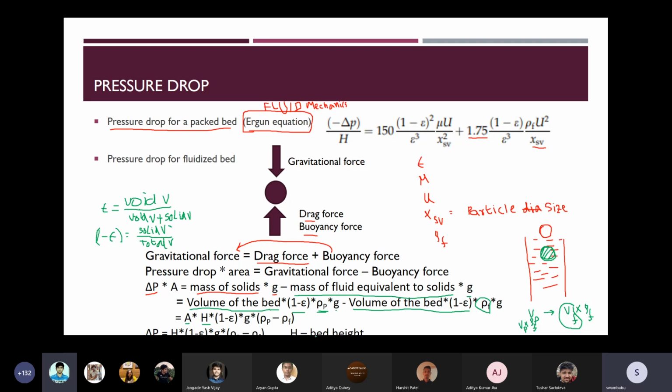Basically, since area is there on the left hand side and right hand side, I just cancel the area. And I got delta P equal to height of the bed into 1 minus epsilon, where epsilon is the void fraction, into g into rho P minus rho F.